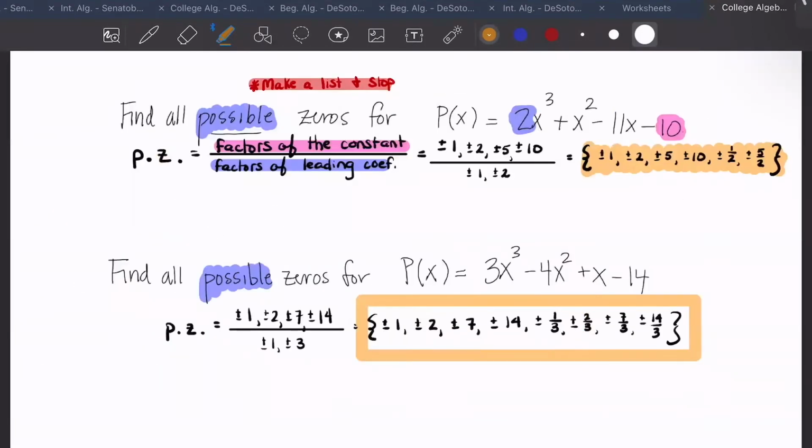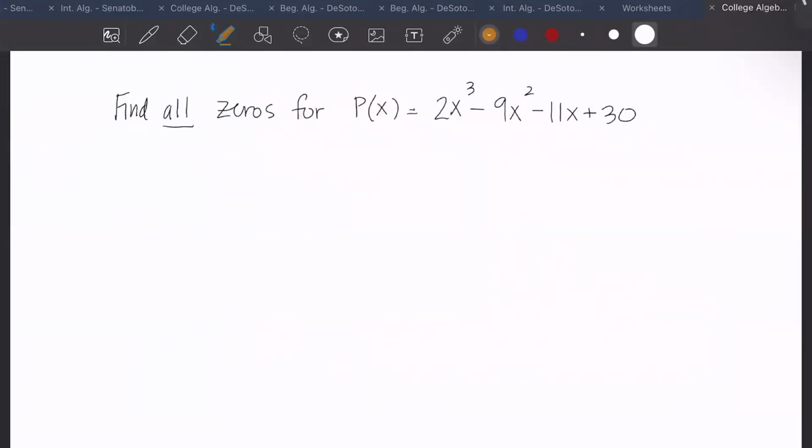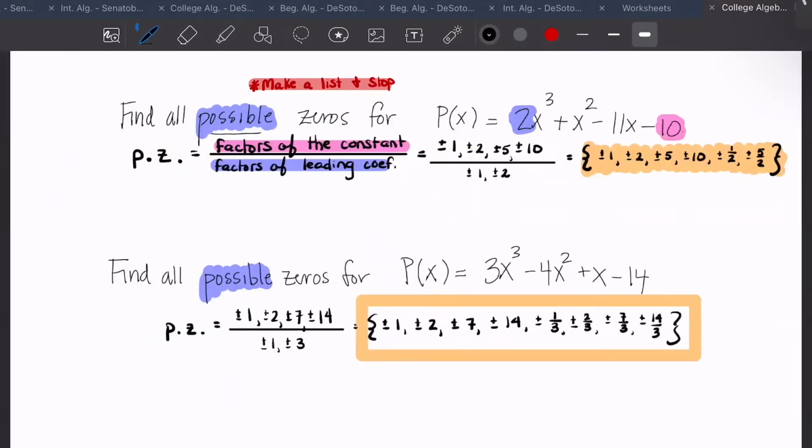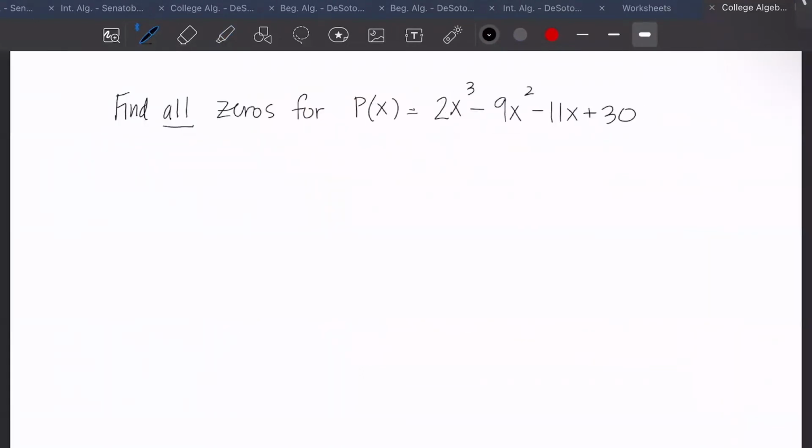We're going to use this when I don't give you the hint that this is a zero of the function. Like this one, I don't give you a hint. I just say find all zeros. I do not say find all possible zeros. Do you see the difference in these questions? The other two have "possible." That's when you make a list and stop. This one, you're going to have to do some work.